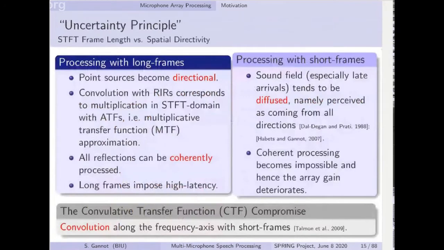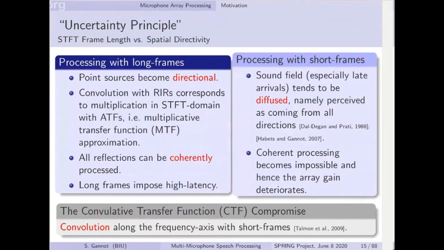Next. One thing that I would like to discuss is something which I call, in quotes, the uncertainty principle. It's not the famous one, but it's related to it, I think. It's related to the question of what the length of the frames should be in which we apply the short-time Fourier transform. As I said before, when I introduced beamforming, we usually do not work in the time domain, but in some transform domain, usually the short-time Fourier transform.